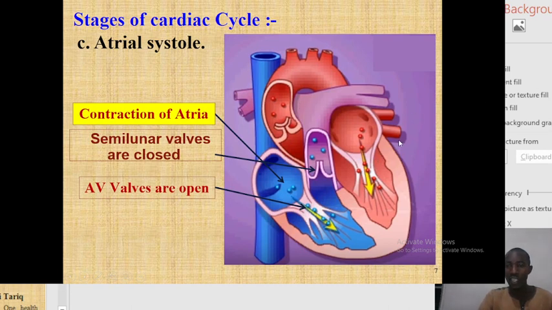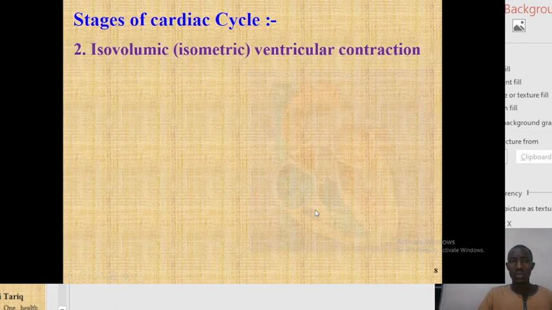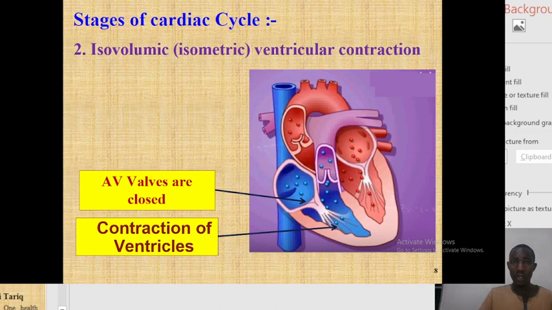If it was on the left side, then this blood in the ventricle has to move from the left ventricle to the aorta, and it has to go to the various parts of the body. So what happens after ventricular filling? We shall now go to the isovolumetric ventricular contraction.